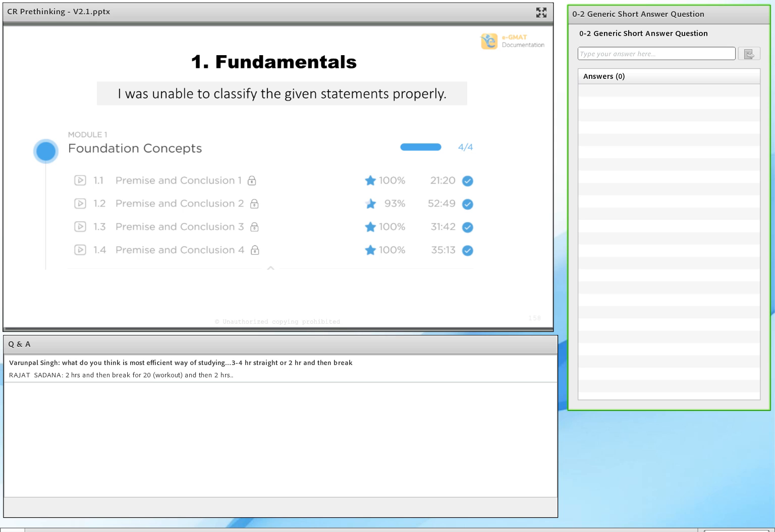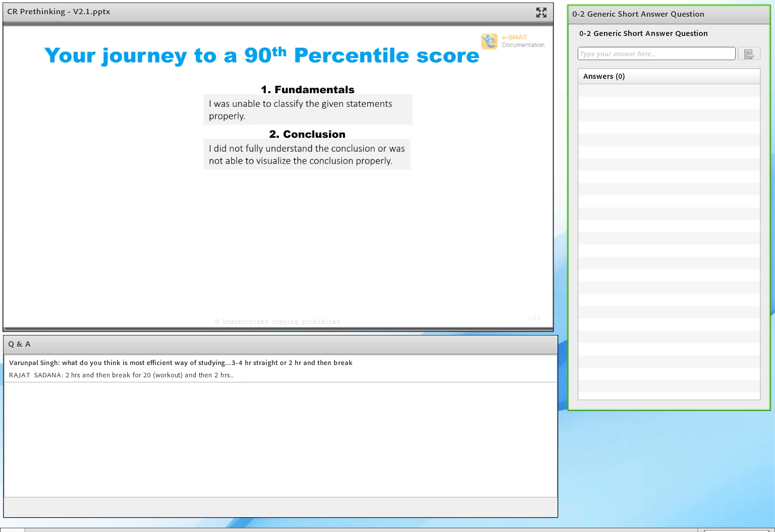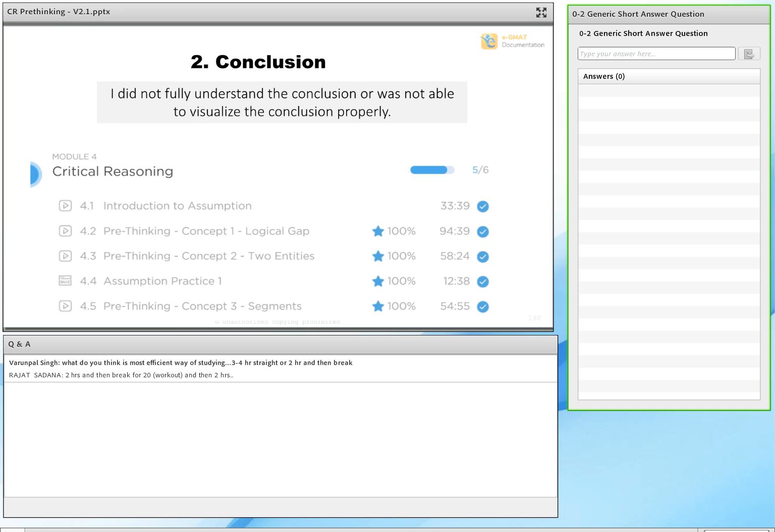So how do you go about doing this? Start with the premise and conclusion module if you're an e-GMAT student. This is what a 90th percentile student's data looks like, and you can see the amount of time this person has spent just on learning the fundamentals. That's almost 2 hours or so. Then learn how to visualize the conclusion. These are some of the files in your free trial. Go through them. In pre-thinking two entities, we actually solved questions about two entities and logical gap. So go solve these questions, go sit through these lessons, and you will learn how to do this.